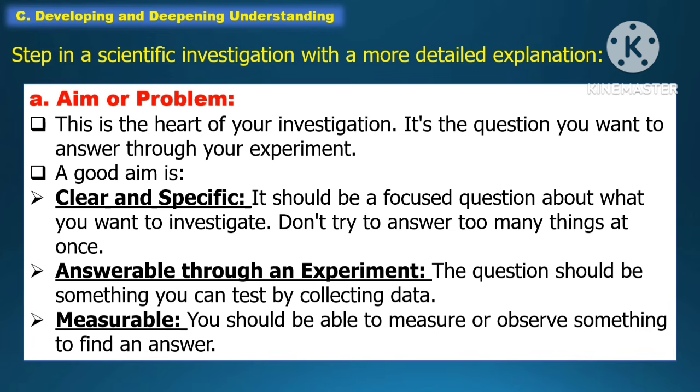In developing and deepening of understanding, we are going to explain the different steps in the scientific investigation with a more detailed explanation. So the first step is the aim or the problem. This is the heart of your investigation. It's the question you want to answer through your experiment. A good aim is clear and specific. It should be focused on what you want to investigate.